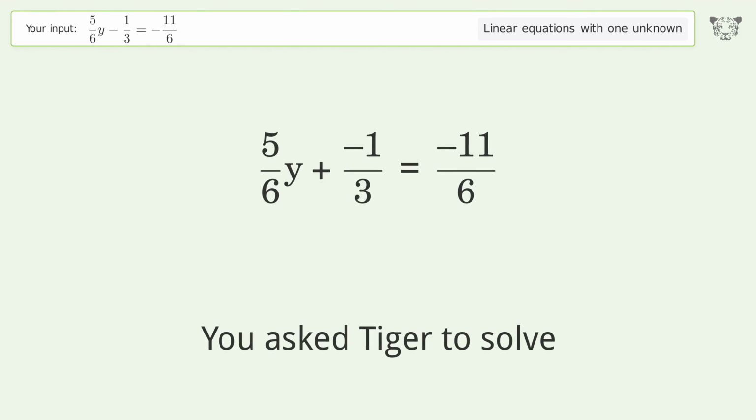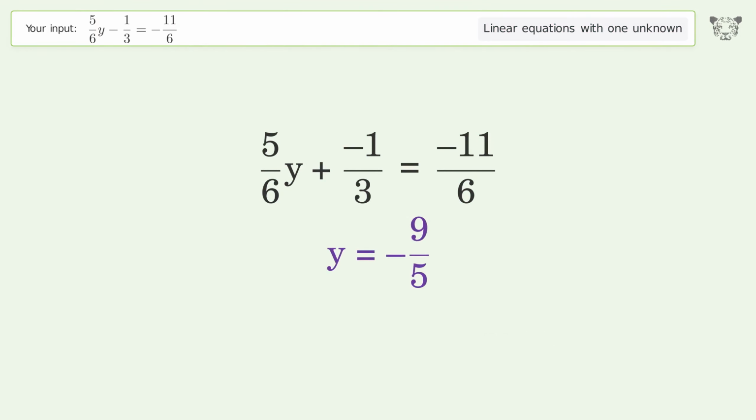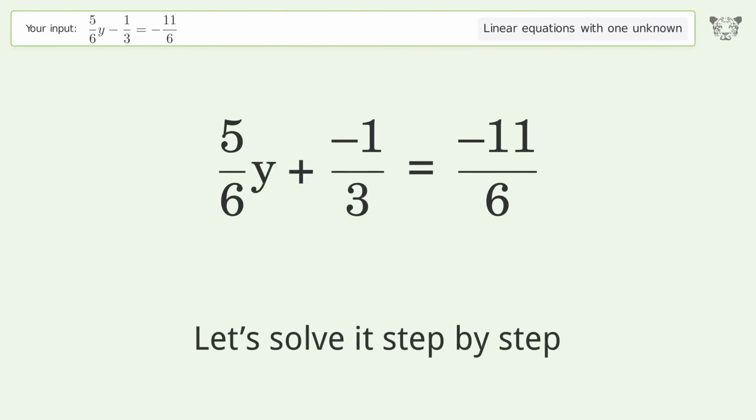You ask Tiger to solve. This deals with linear equations with one unknown. The final result is y equals -9/5. Let's solve it step by step.